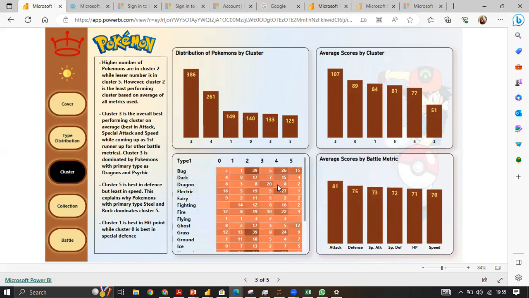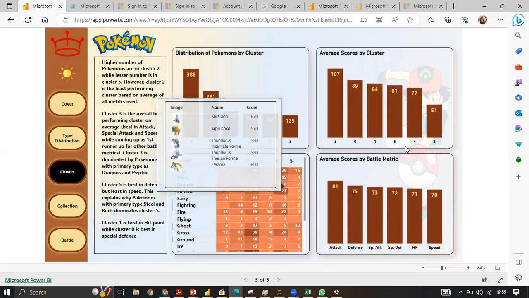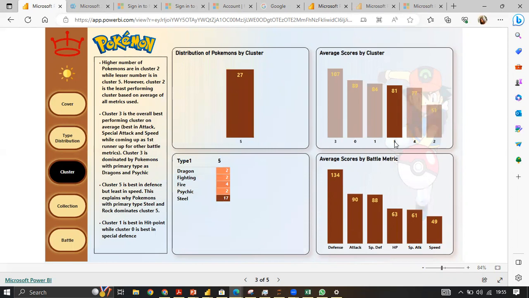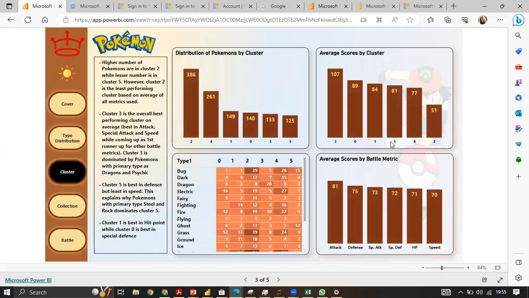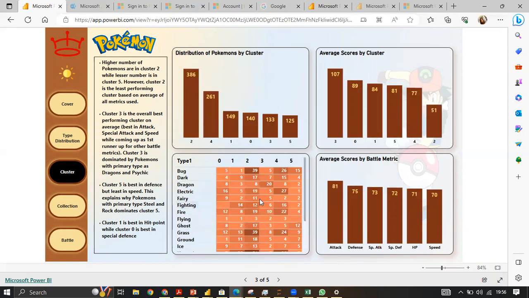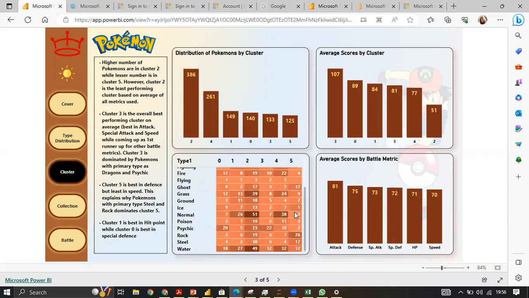We talked about the cluster that is best in defense, right? That is cluster 5. Cluster 5 is best in defense and lowest in speed. Yes, how did I miss that? So cluster 5 is best in defense and lowest in speed. And we can see that it's dominated by Pokemons in Steel and Rock. So we're looking at cluster 5, we're going down and we're seeing Rock and Steel.